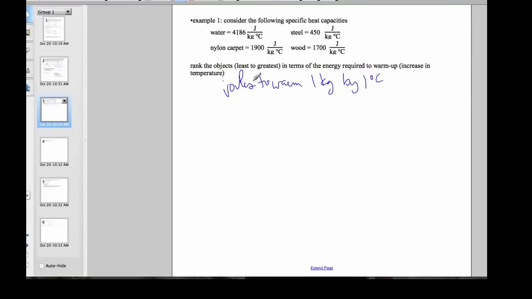So in a way, like if you look at water, it takes 4,000 joules to warm a kilogram up by a degree centigrade. So water takes a lot more energy than either nylon or the wood. And then the metal, like steel, it only takes 450 joules to warm a kilogram up by a degree centigrade. So water is a lot harder to warm up. It takes a lot more energy to warm up a kilogram of water than it does a kilogram of steel.